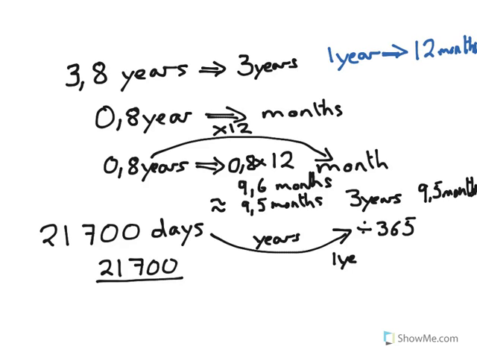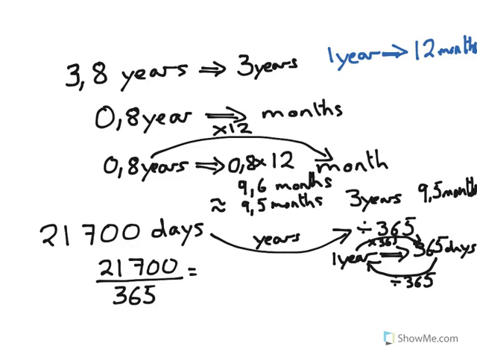We know that 1 year is equivalent to 365 days. So to go from years to days, the large unit to the smaller unit, we multiply by 365. But if we've got days and we've got to go back to years, we just do the opposite. Divide by 365. Just the same as when we're converting a length unit from meters to decimeters, or the other way around. So we will divide our 21,700 by the number of days in a year, which is 21,700 divided by 365. It's 59.4 years.